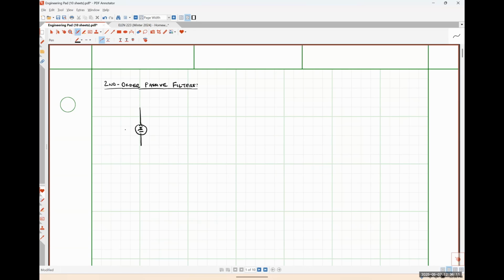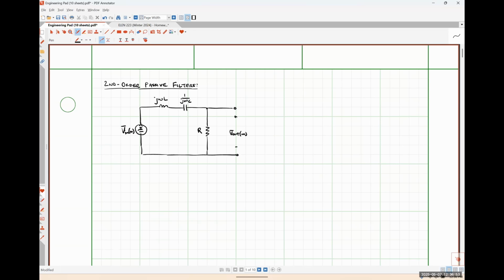So here is our input signal, Vin, as a function of omega. And I'm going to put an inductor here, having an impedance of j omega L, and a capacitor here, having an impedance of 1 over j omega C. And then we're just going to take the voltage drop across this resistor as our output signal. Okay. So this will be Vout as a function of omega.